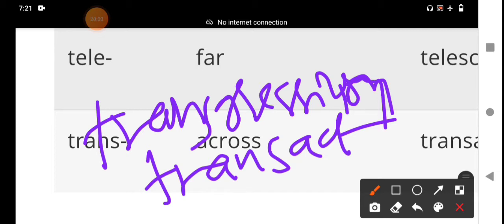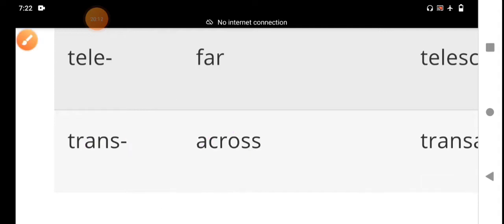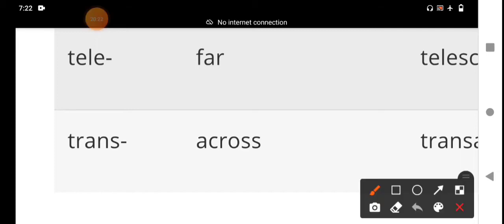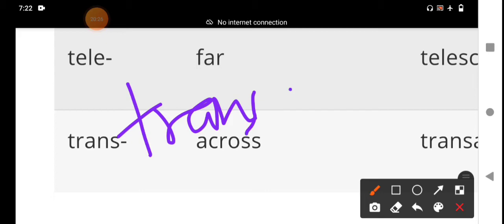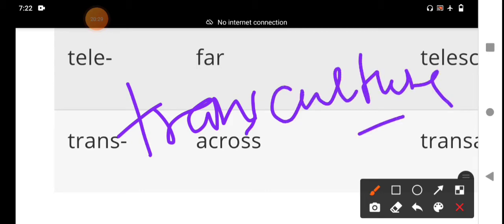Transcultural. This is one more word. Transcultural means extending through all human societies. It is not a limited word. It has a broad meaning. Trans culture or transcultural. What is the meaning of transcultural? Extending through all human societies.